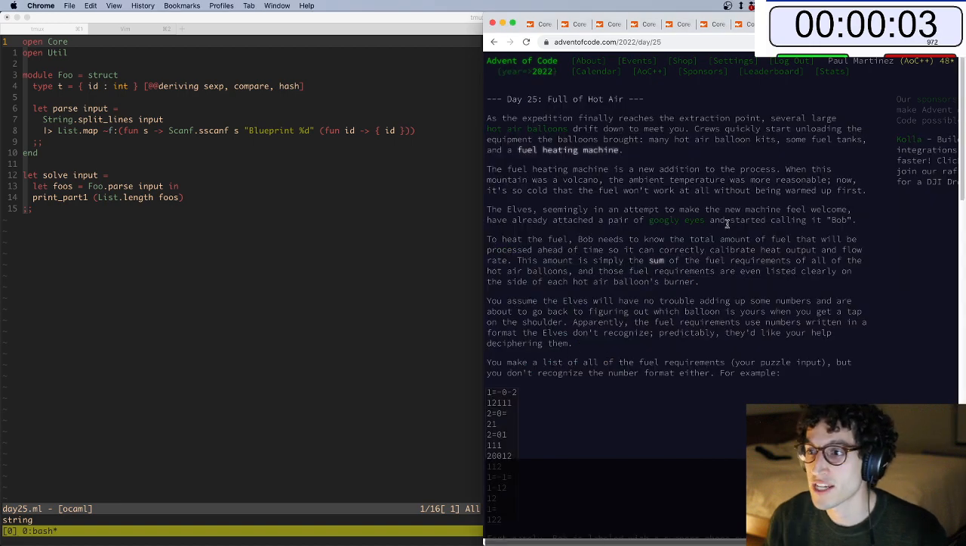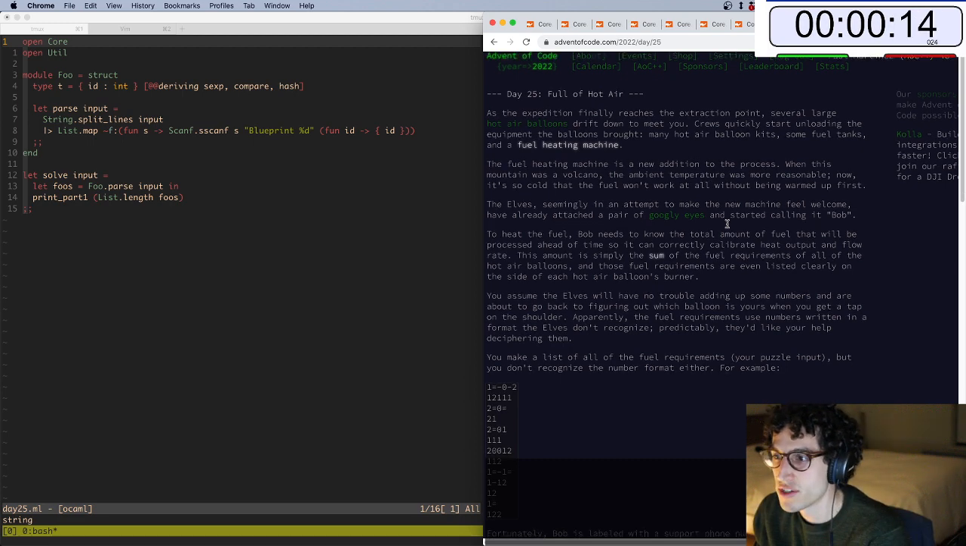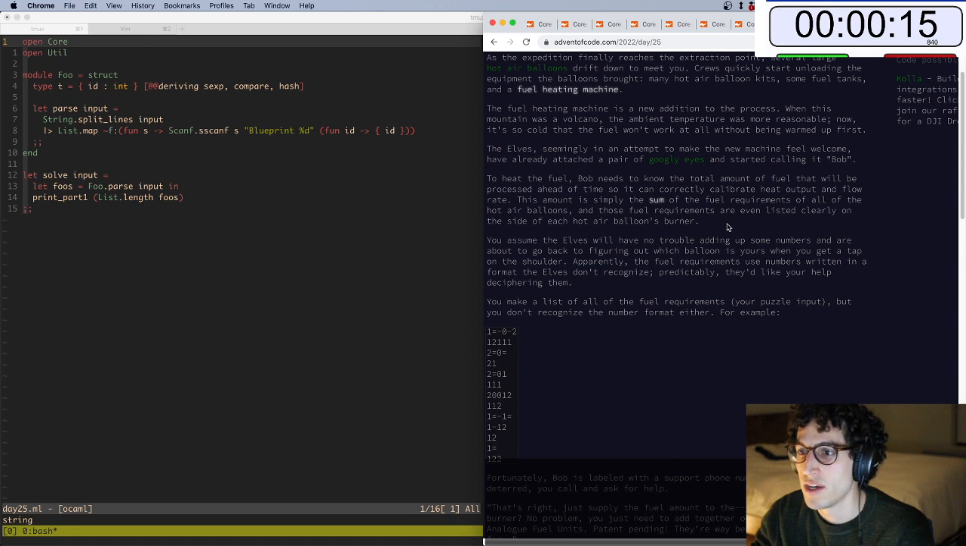Full of hot air. As the expedition finally reaches the extraction point, several large hot air balloons drift down to meet you. Crews quickly start unloading the equipment, some fuel tanks, and a fuel heating machine. The fuel heating machine is a new addition to the process. When this mountain was a volcano, the ambient temperature was more reasonable. Now it's so cold that the fuel won't work at all without being warmed up first.